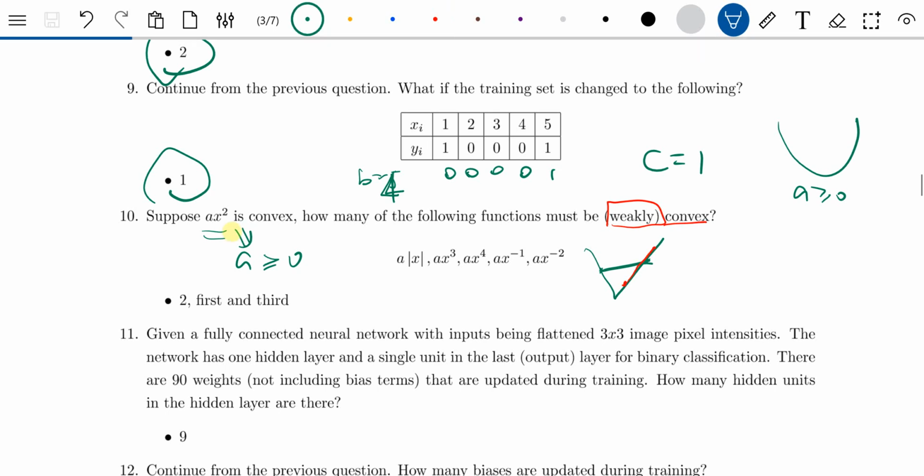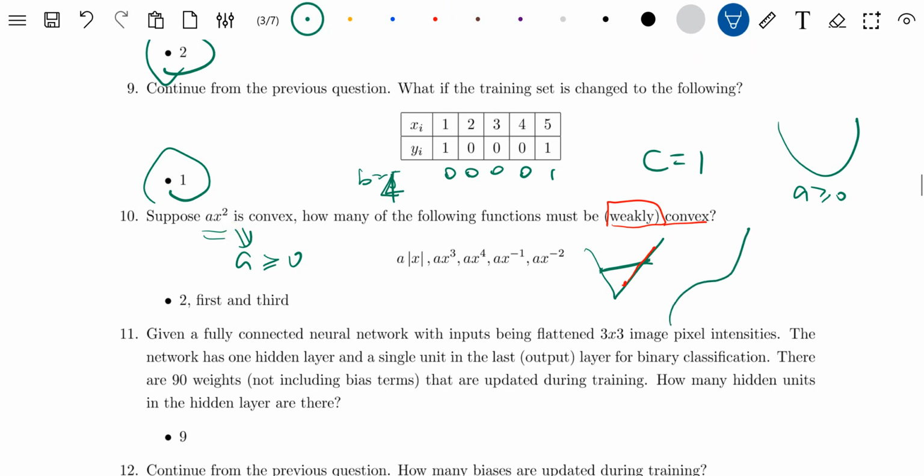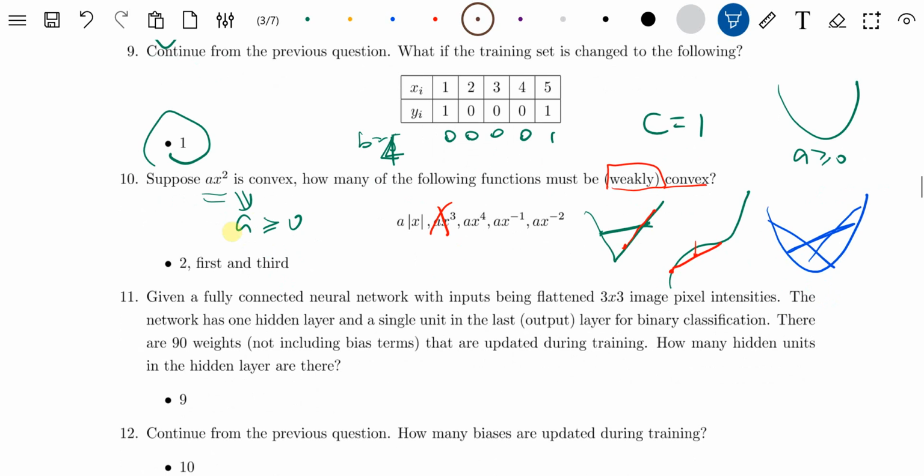That's the first one. And the second one is you have this shape. Of course, if you connect 2 points, it's below the curve, so no. And the next one is like this. If you connect any 2 points, it's always above the curve. The next one is a times something minus 1. So the curve looks like this. It should be easy to see if you connect 2 points, some part of it is below the curve. So that's not right.